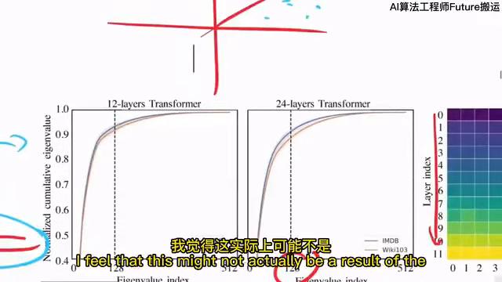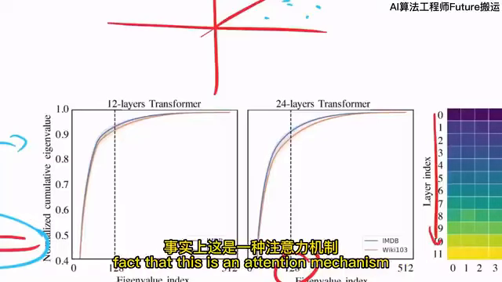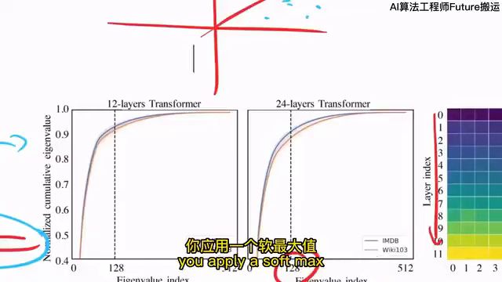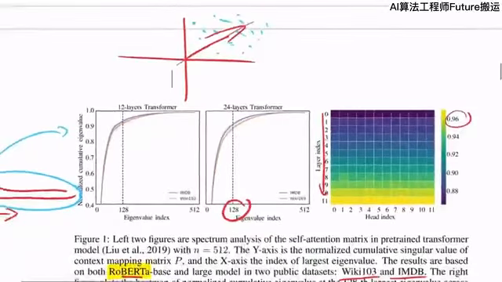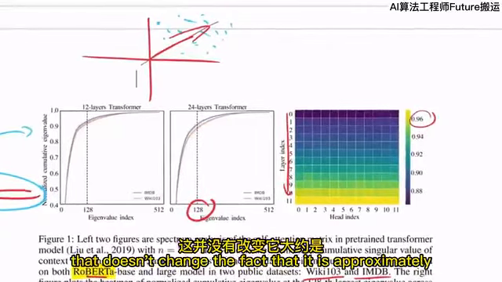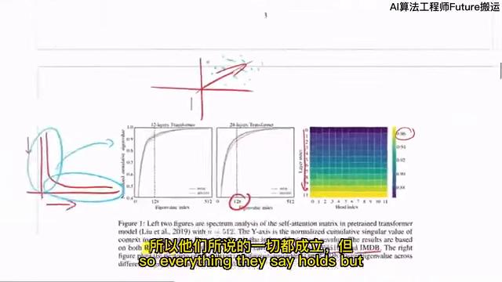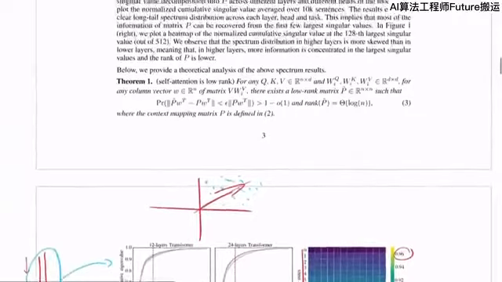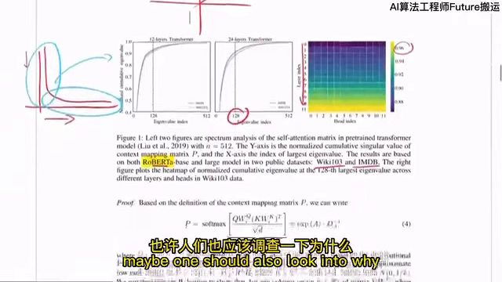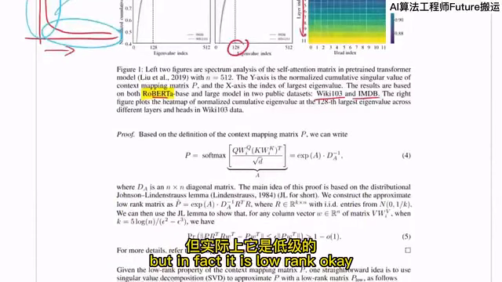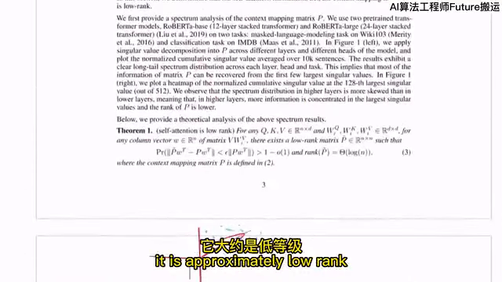But still, I feel that this might not actually be a result of the fact that this is an attention mechanism, but it simply might be the result of applying a softmax. Still, that doesn't change the fact that it is approximately a low-rank matrix. So everything they say holds, but maybe one should also look into why exactly that happens. But in fact, it is approximately low rank.